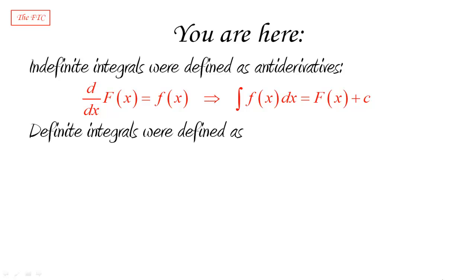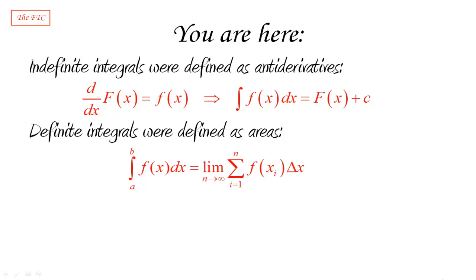Now, on the other hand, we have seen definite integrals in the last couple of classes, and they were defined just as areas. The definite integral of a function f of x between a and b is the limit as n approaches infinity of the sum from 1 to n of f of xi delta x. And if we can compute that one, we're lucky, right? So this is just a definition that gives us sort of a conceptual idea of what an area looks like.